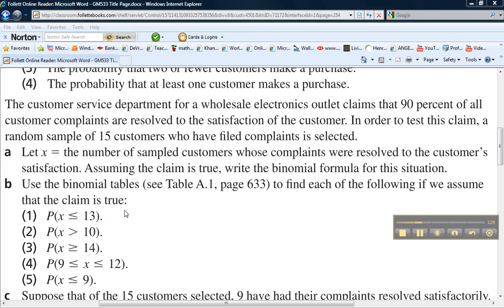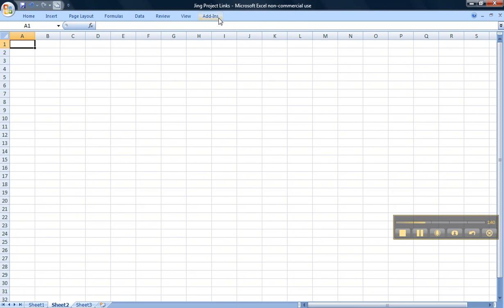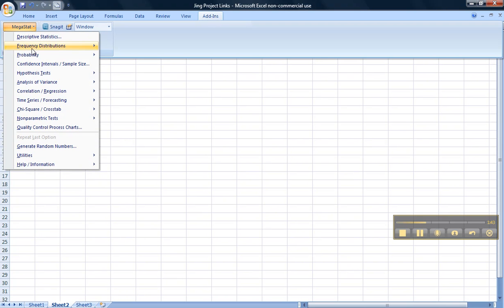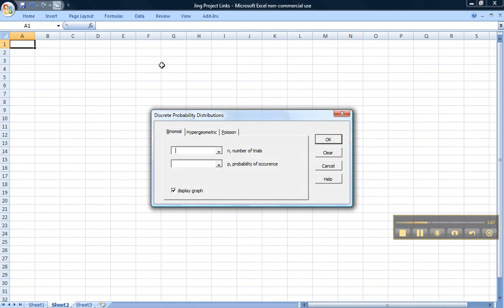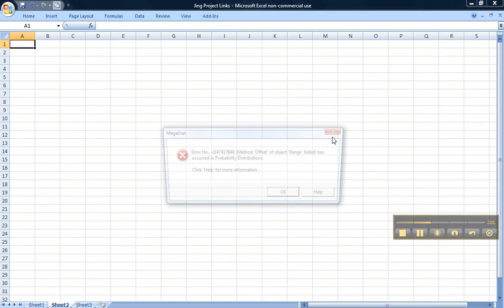With this problem, the easiest thing to do is just plug it in Megastat so we can visually see what we're looking at, what we're working with here. Okay, let's go to Megastat. You go to probability, you go to discrete, and I'm going to look at a binomial probability distribution. My number of trials in this problem happened to be 15. My probability of success happened to be 0.9. Click OK.